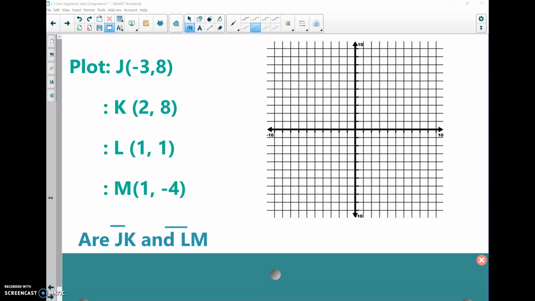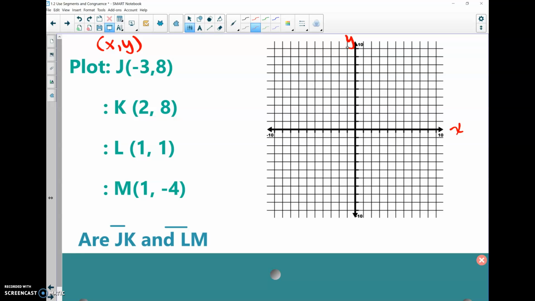Alright, so plotting points on the coordinate plane. Remember that the coordinate plane goes from x, y are our points. This is our x-axis. This is our y-axis. You move left and right first, and then up and down. Positive numbers on the right, negative numbers on the left, positive numbers up top, negative numbers on the bottom. So we are going to plot these points first.